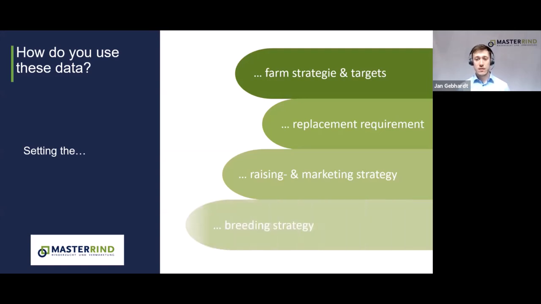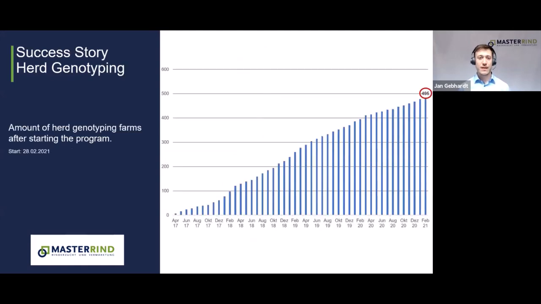And afterwards, what I said, the breeding strategy. To which bull, and what will be your herd in the future? You can breed on that for every single cow. So get excited about that. It excites me every time. To be on detail with every cow, to look at every cow and do the best for your herd overall. Here you can see the success story of herd genotyping.